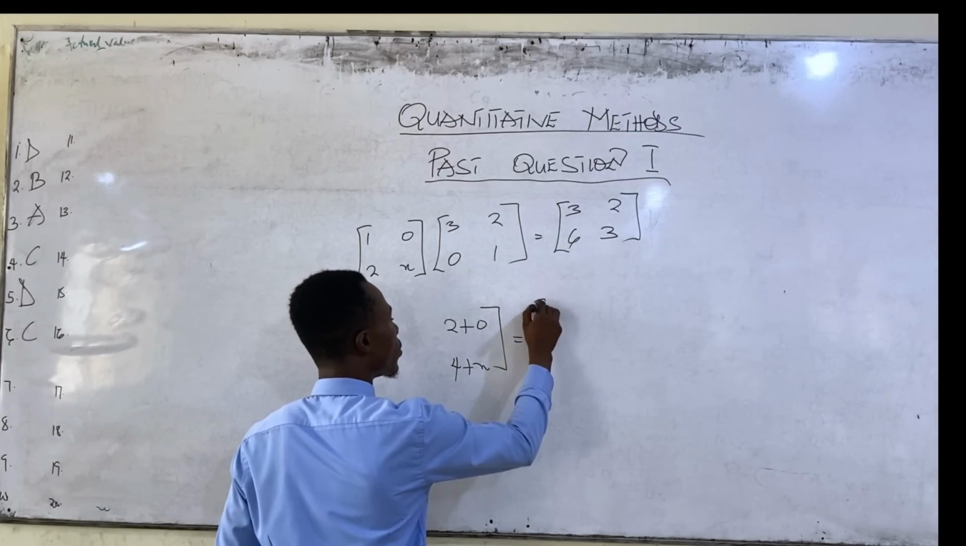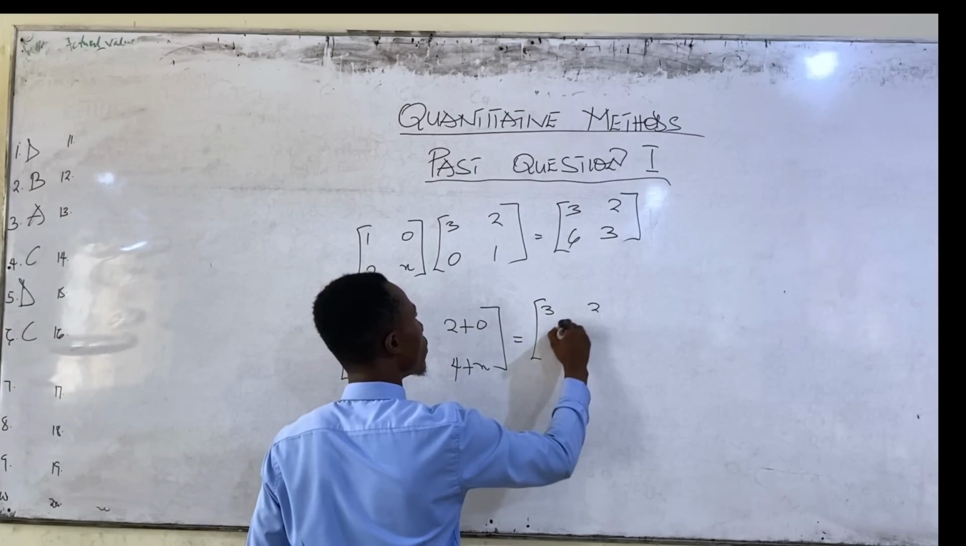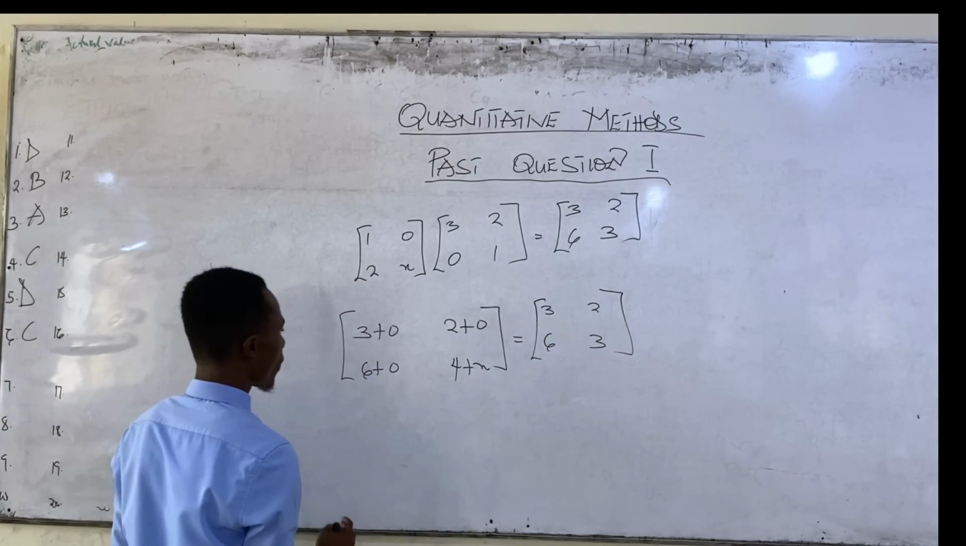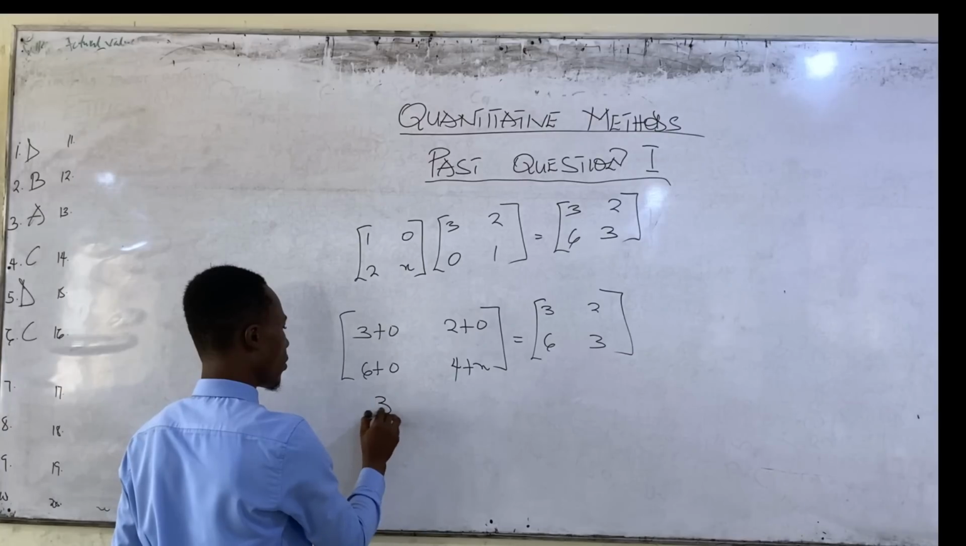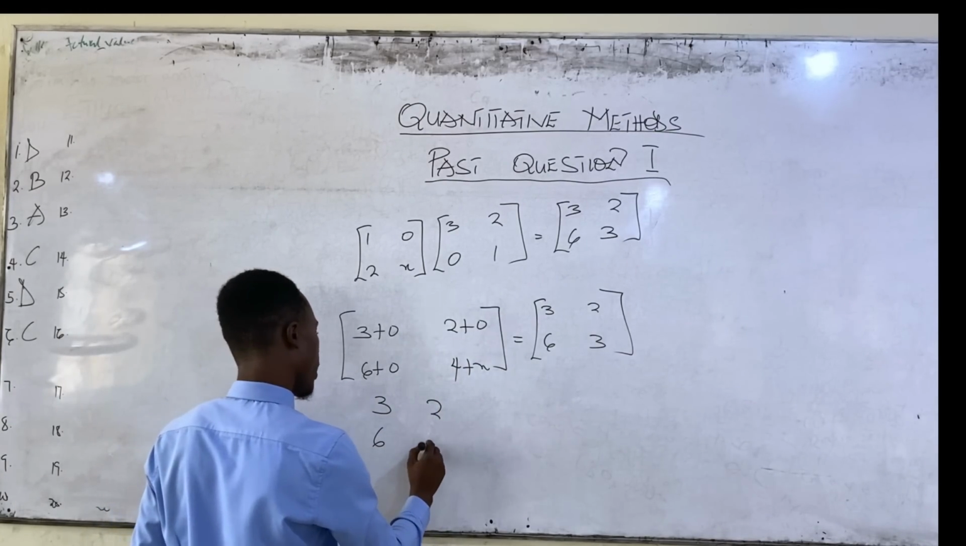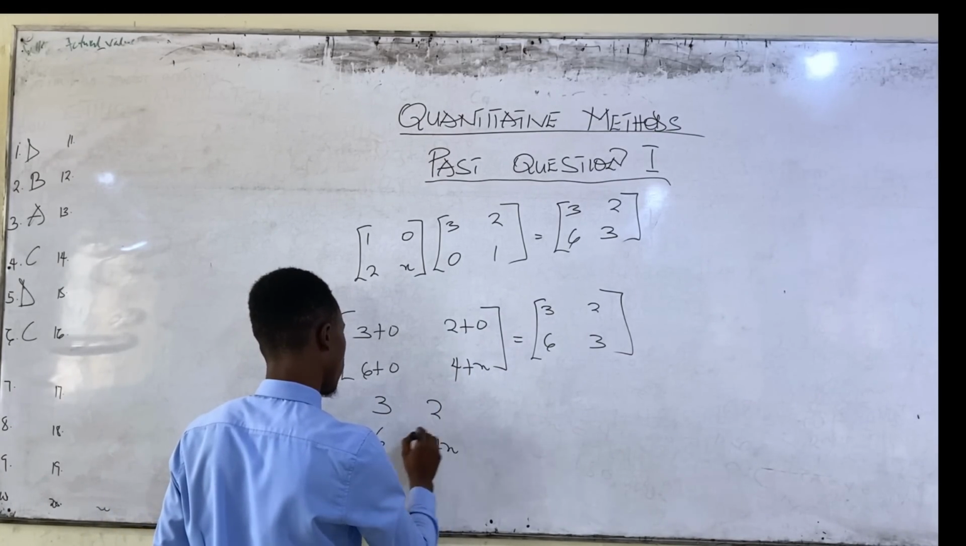Then the top row also takes the second column: 1 times 2 is 2, plus 0 times 1 is 0. Now we come down: 2 times 3 is 6, plus x times 0 is 0. Then 2 times 4... 2 times 2 is 4, and x times 1 is x. As simple as that. Then we compare it to 3, 2, 6, 3. So this one is giving us 3 here, 2 here, 6 here, and 4 plus x.